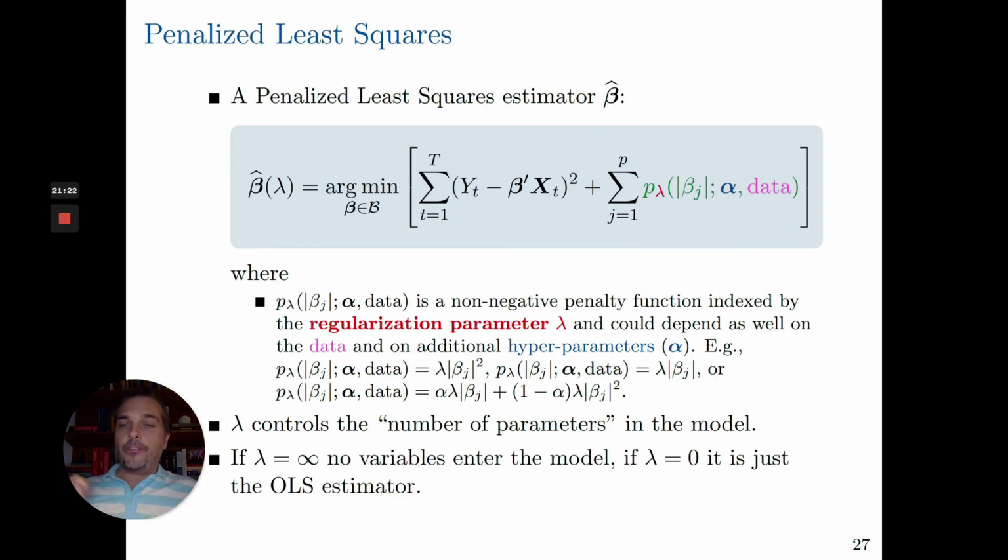So this lambda will control the number of parameters in the model. If lambda equals infinity, it diverges, no variables will enter the model because the cost function will be just the penalty. If lambda equals 0, we are going to have OLS. So there's a trade-off in which lambda to choose. And also we are going to learn data-driven methods to determine lambda.